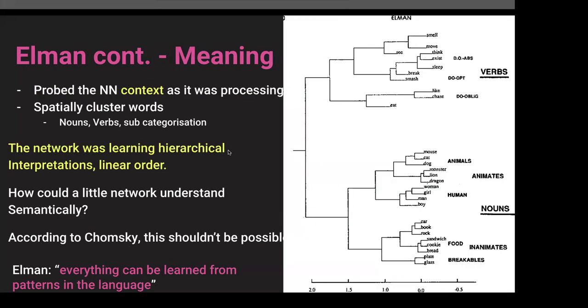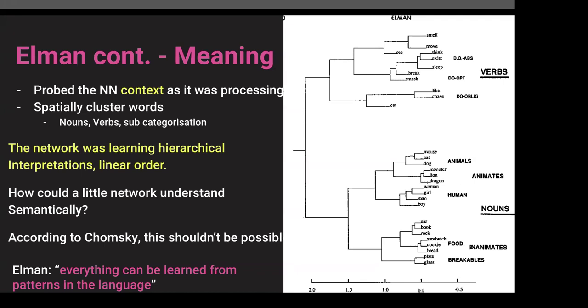So he moved on and started to probe the network itself. After he trained it, he was able to work out, by looking inside the hidden layers, how the actual neural network had worked. It had spatially clustered the different words into verbs and nouns, and then subcategories within that. It worked out that this is a group of effectively inanimate objects, and then some are food, like sandwiches and bread, and some are breakables, etc. And really, how could such a little network, remember this thing's only got 50 neurons, start to understand these words semantically?